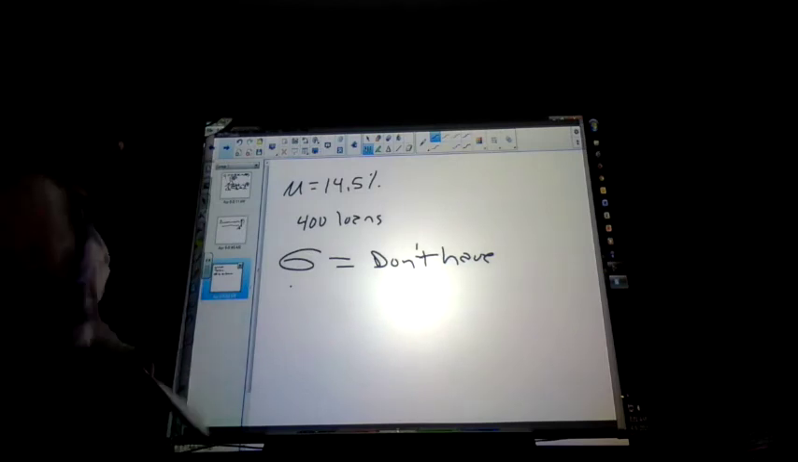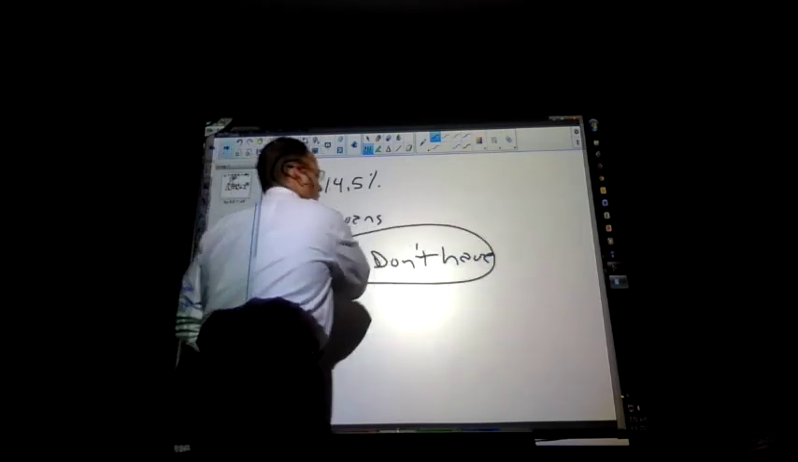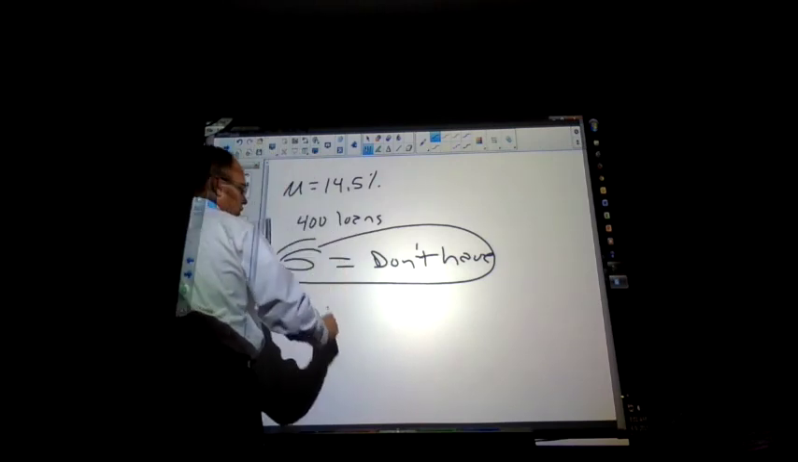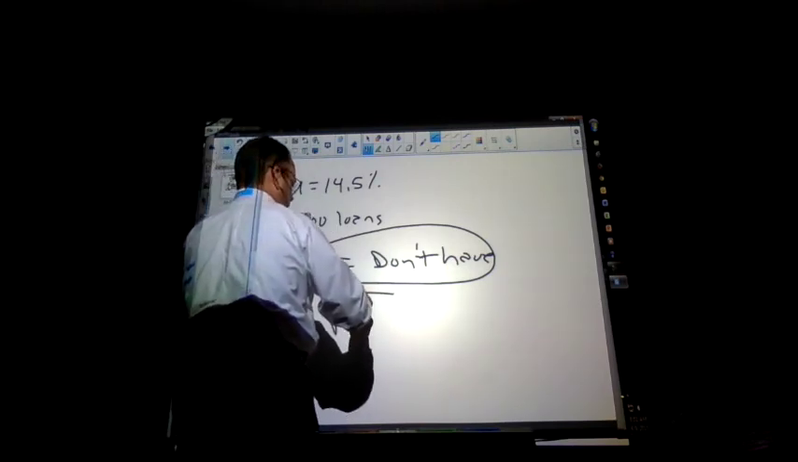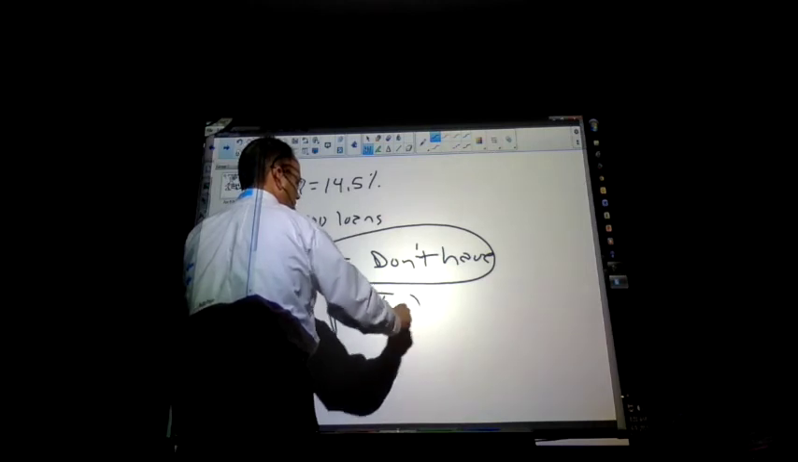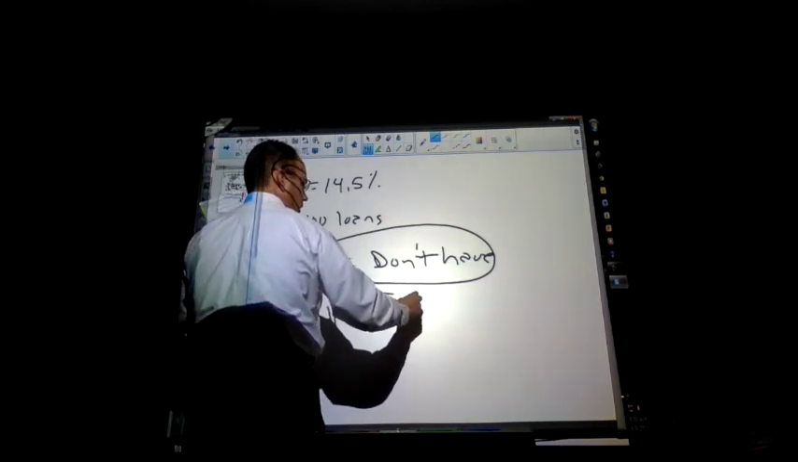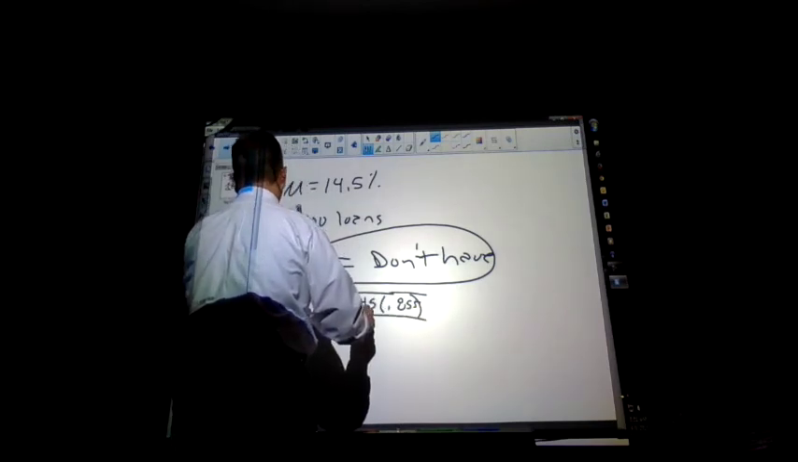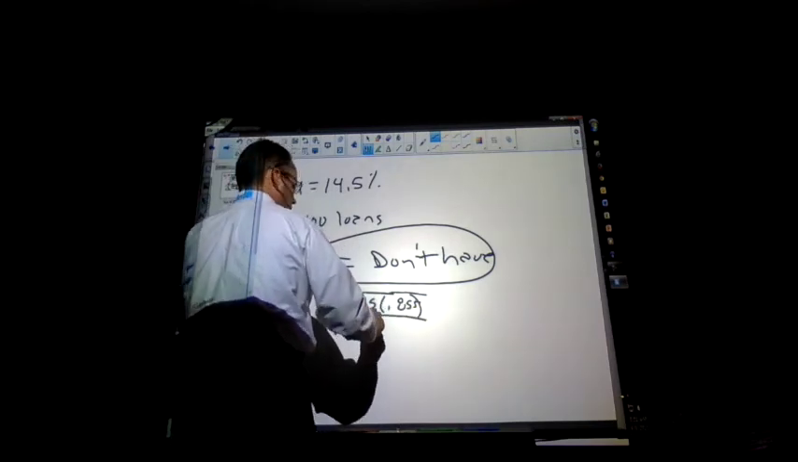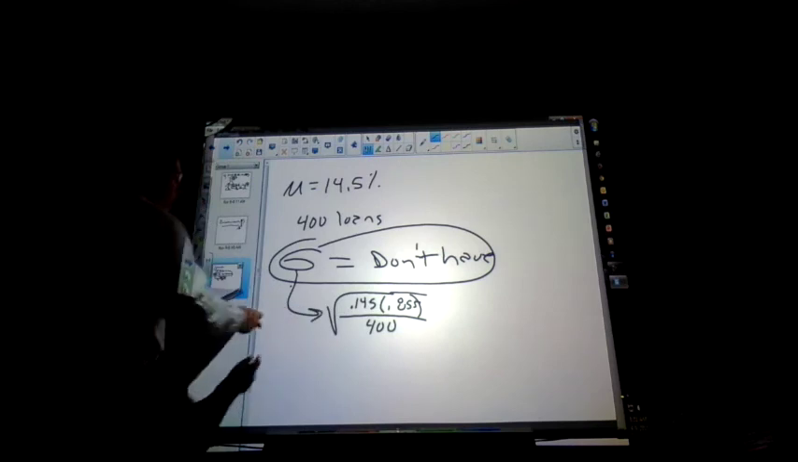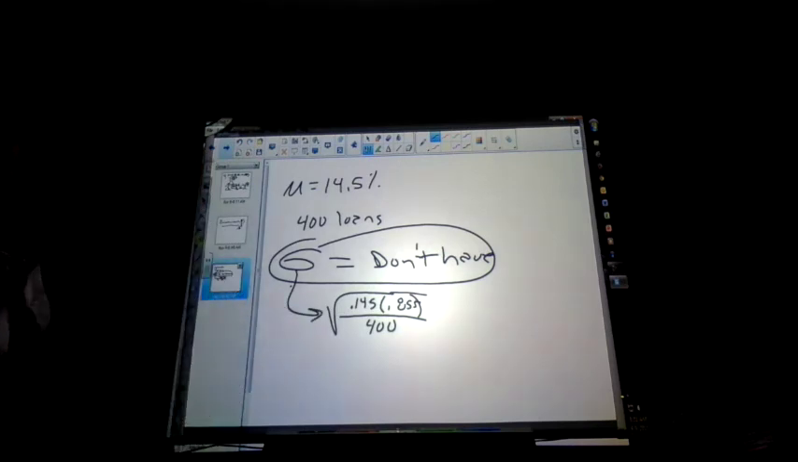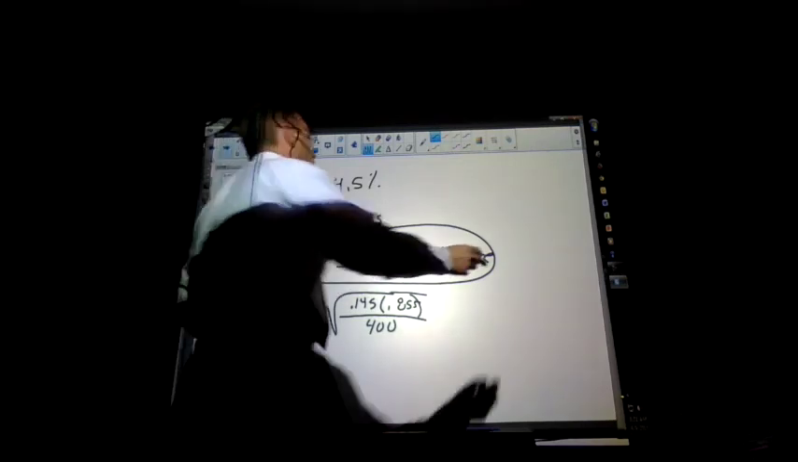Sorry. So we have to find the standard error for this. The standard error is going to be 0.145 times 0.855, all over 400. That will be the standard deviation, and we'll use that for the standard error. That's your standard error? Yeah, which will be the standard deviation. And then what is the probability that more than 60 people are late on their payment?